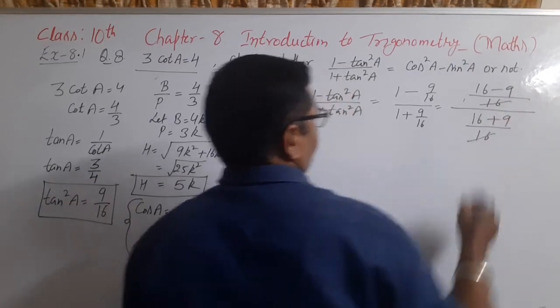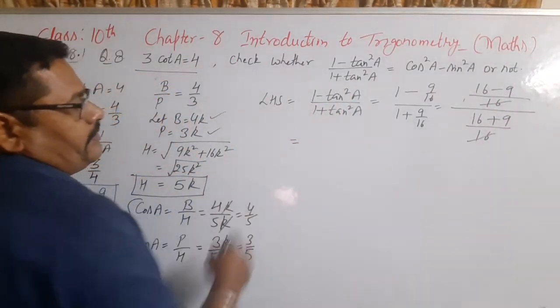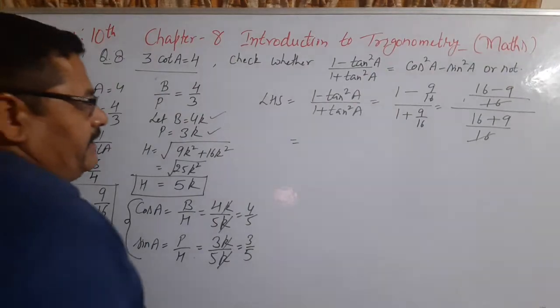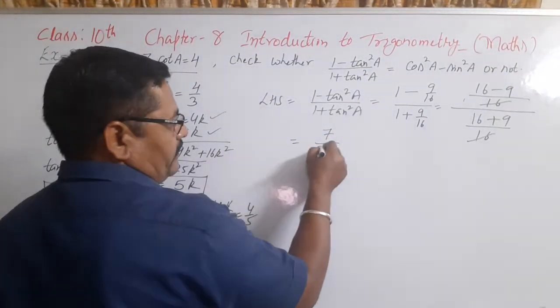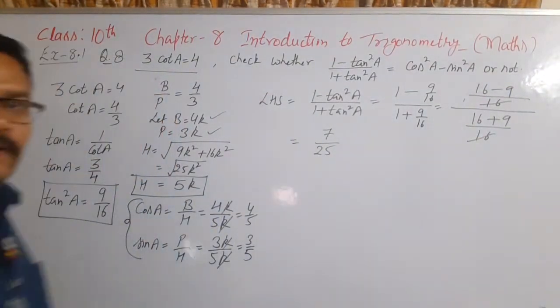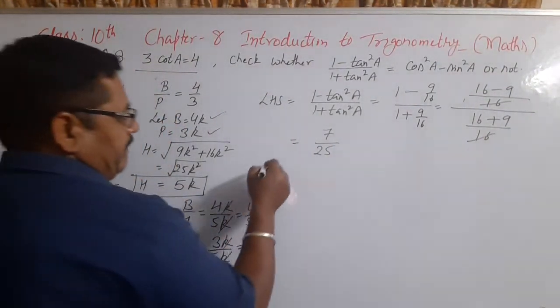16 से 16 कट हो गया. So 16 minus 9 is 7. And 16 plus 9 is 25. Now let us find the value of right hand side.